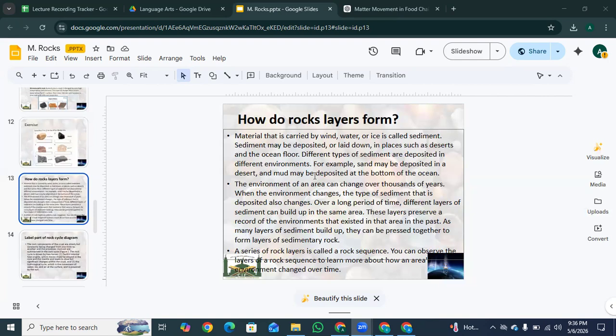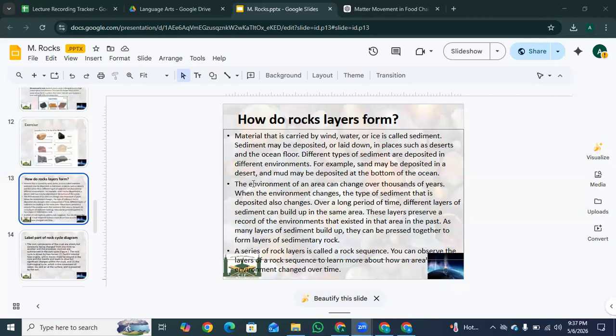So basically, as I have told you, nature moves tiny pieces of stuff around like sand, mud, or pebbles. These pieces are called sediment. When the wind or water stops moving, it drops the sediment in a new place. This is called deposition. So how do layers build up?